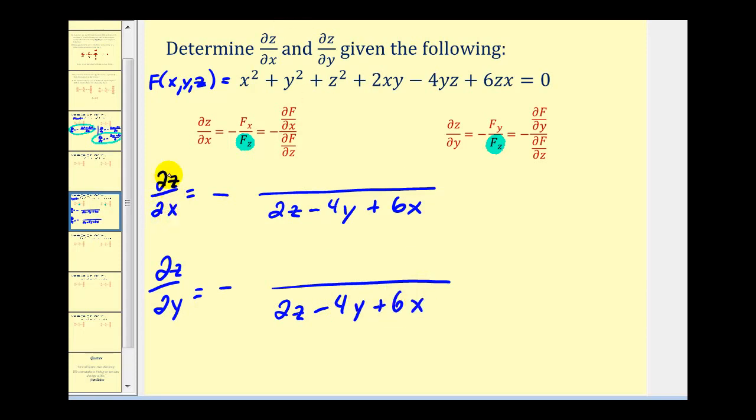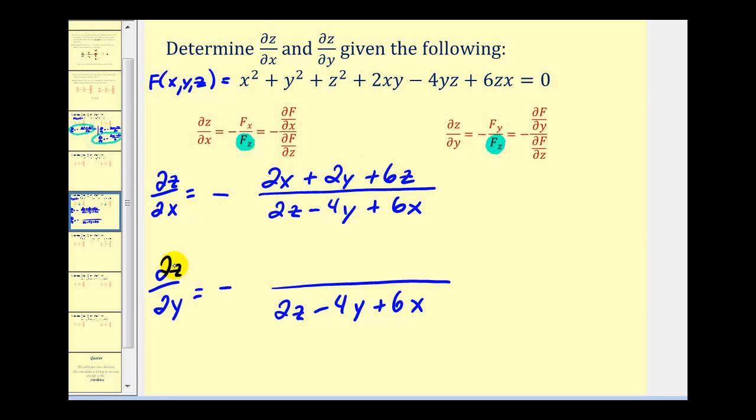Now the numerator for the partial of z with respect to x is going to be the partial of f with respect to x. So we'll have 2x, 0, 0. This would be 2y. This would be 0. This would be plus 6z.